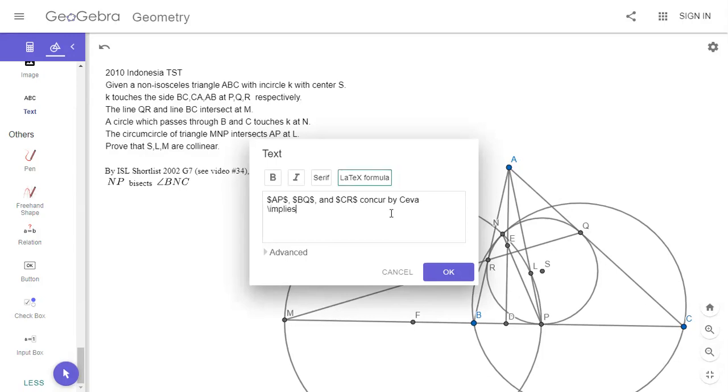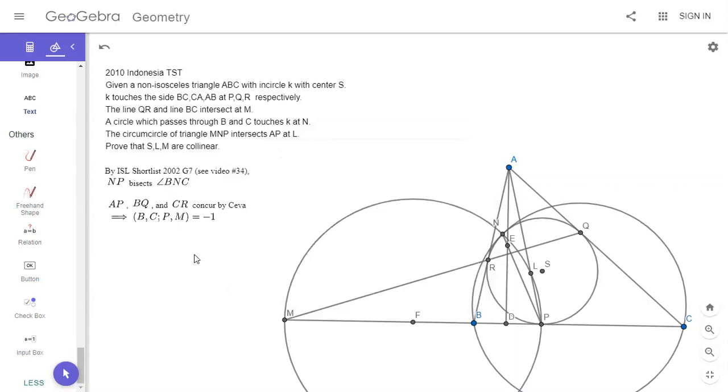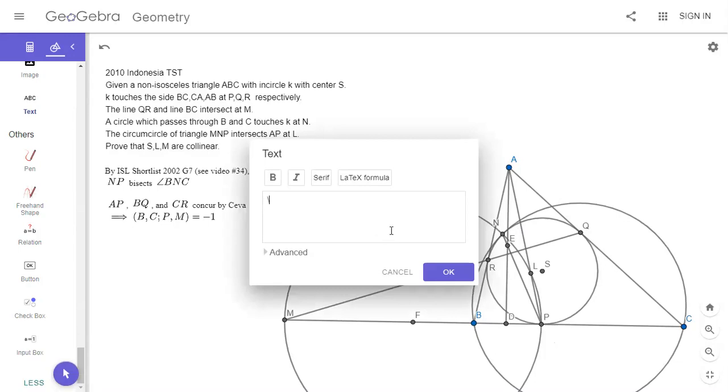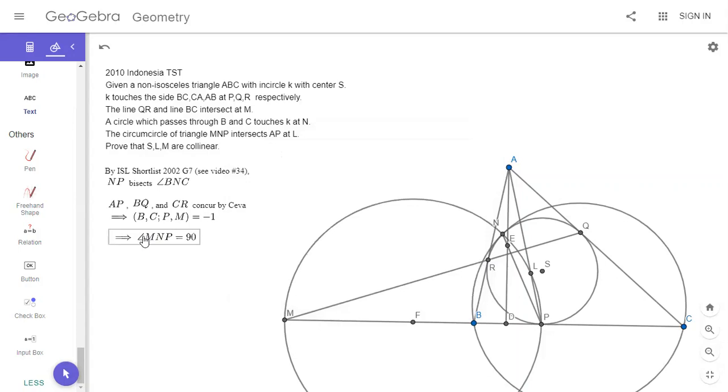So that means that BC, PM are in harmonic conjugation. And so if you combine these two facts, that means that angle MNP has to be 90 degrees. Okay. Which means that angle MLP is 90.